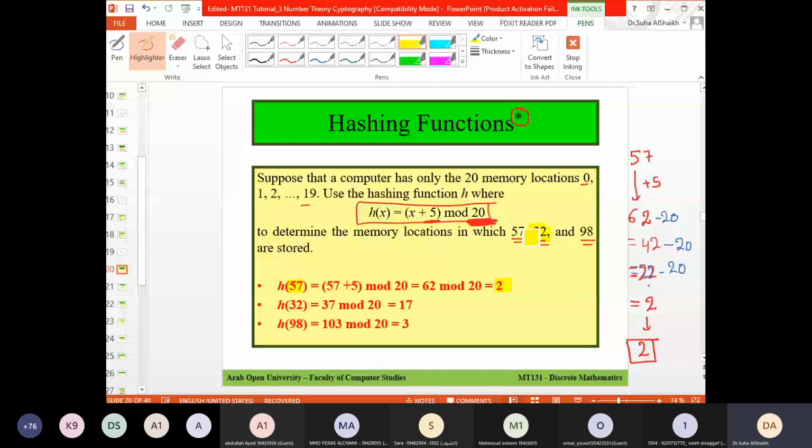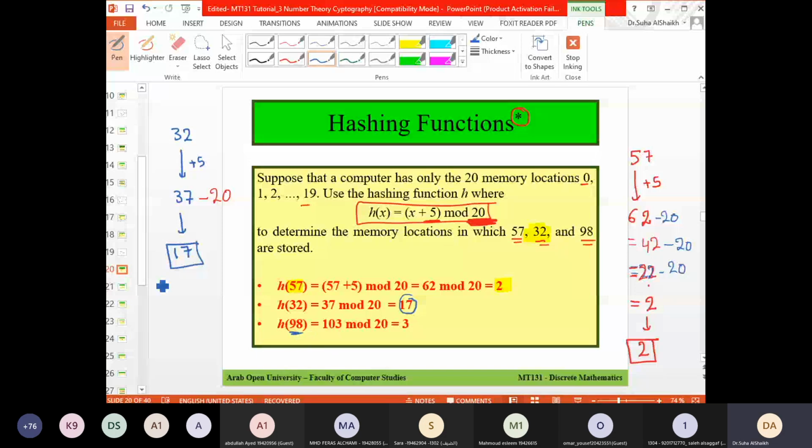The same thing we're gonna do with the 32. I have 32. I have to add 5. What will be the answer? 37. More than 20. What should I do? I will subtract 20 from it. What will be the result? 17. 17 is less than 20, so we just stop. It's equal to 17.